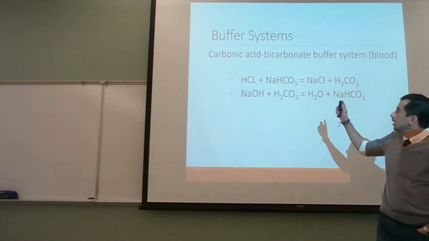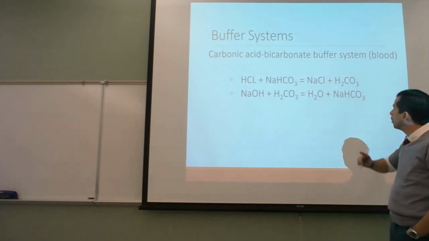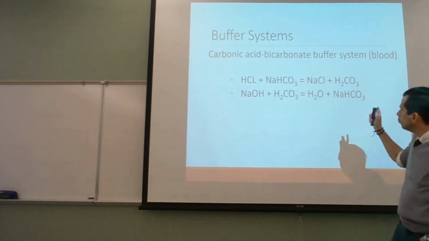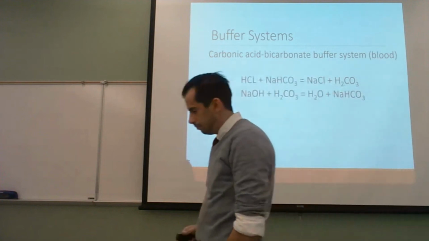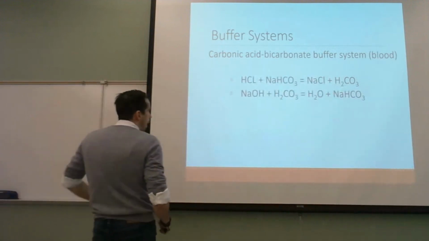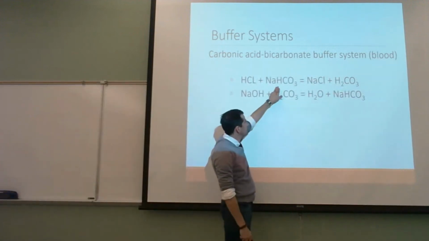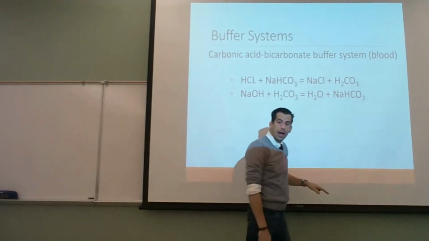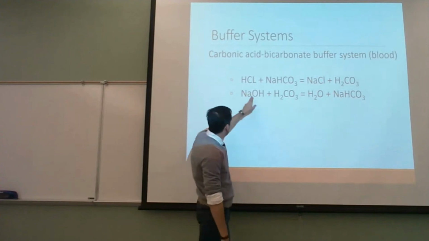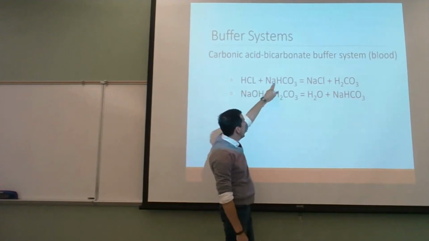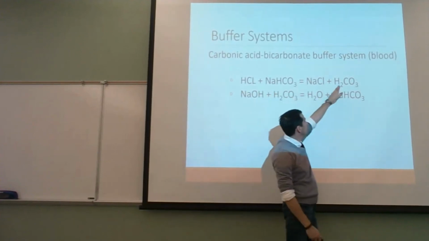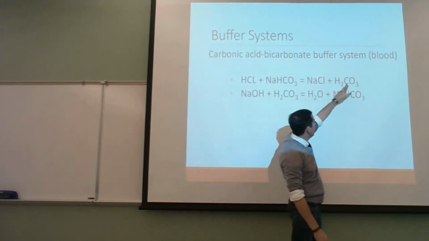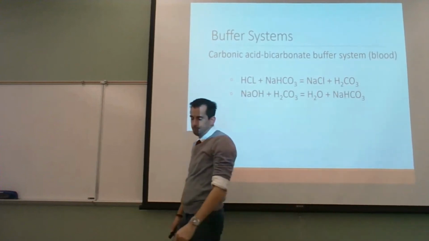The one I want you to know is our carbonic acid sodium bicarbonate buffer system. This is what happens in the blood. We have sodium bicarbonate, a weak base, and we have carbonic acid, a weak acid. So if we add strong acid, it reacts with the weak base, producing a weak acid. So we've taken the strong acid and converted it into a weaker acid.